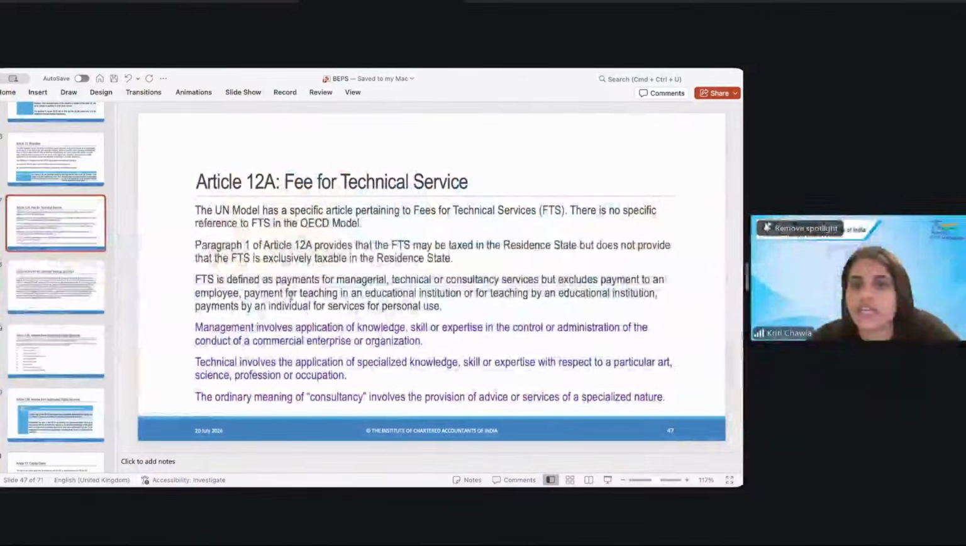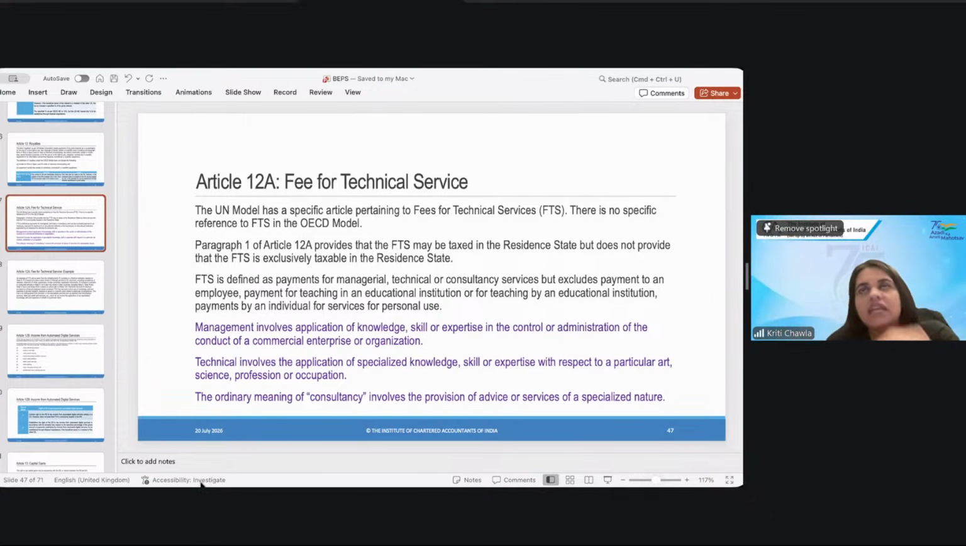Is fee for technical service. Now, the UN model basically has a specific article pertaining to fee for technical services. This is where you have to remember that there is no reference to FTS in the OECD model. So there is paragraph 1 of Article 12A, and this provides that FTS may be taxed in the resident state, but does not provide that FTS is exclusively taxable in the resident state. So you have to remember that FTS is taxable in the residence state.